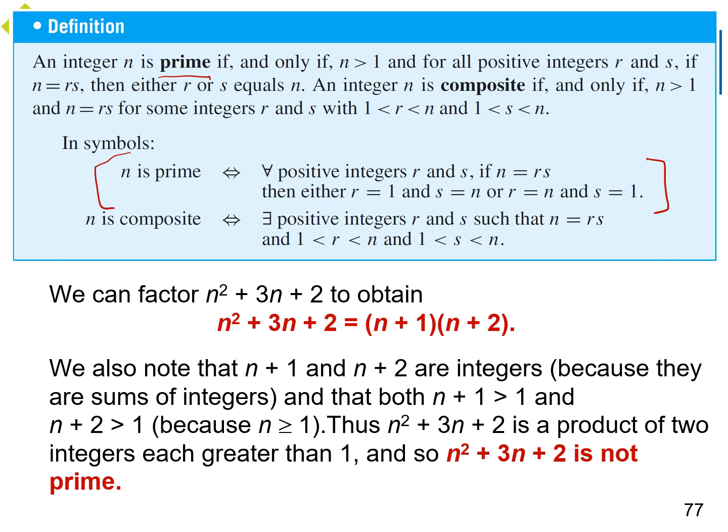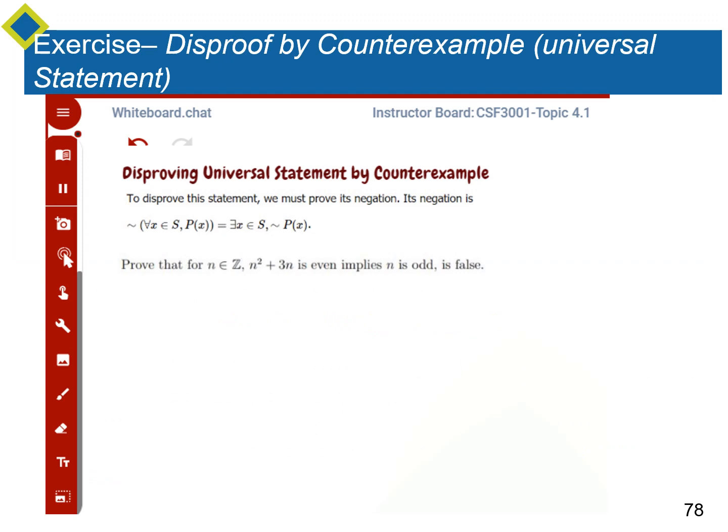So as we follow this definition, this statement is not prime. Okay. So another example, disprove a universal statement by counterexample. For this, use this theorem and prove this one. Okay, so we must prove that for n a member of the integers, n squared plus 3n is even implies n is odd. Implies means this symbol.